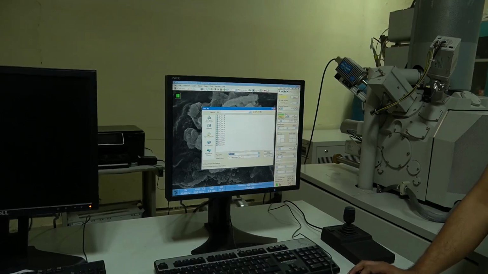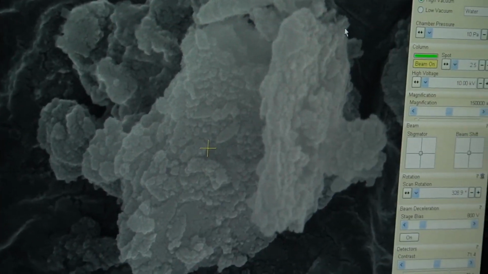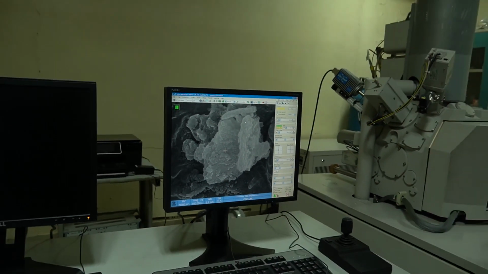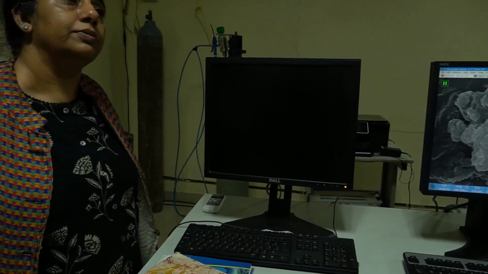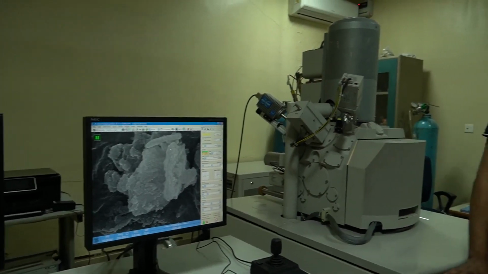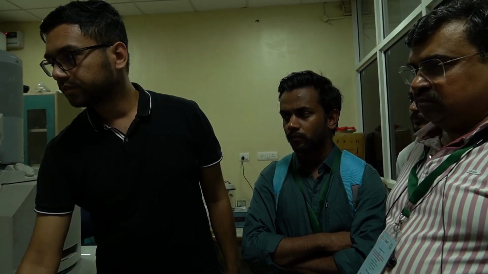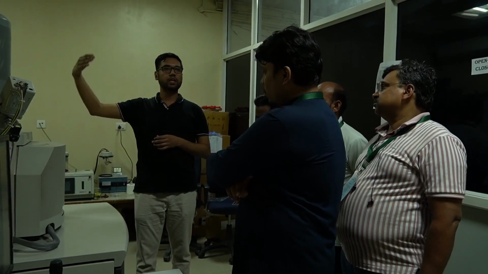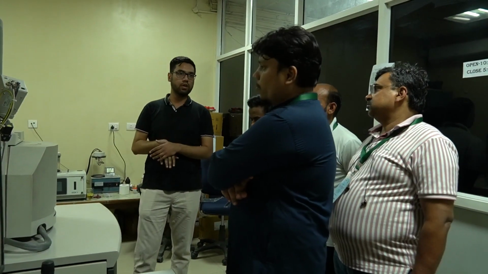Even at the scan rate of 500 nanometer, right now we can go up to a minimum of 200 nanometers, and the resolution is also quite good. Up to 500 nanometers is good, you can visualize the thing. Resolution is far better.